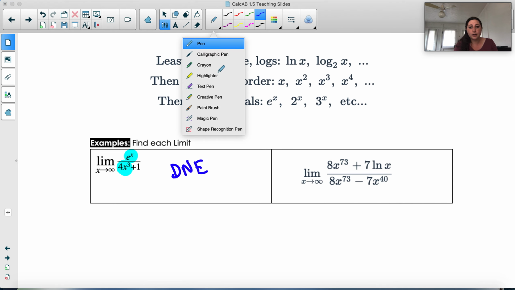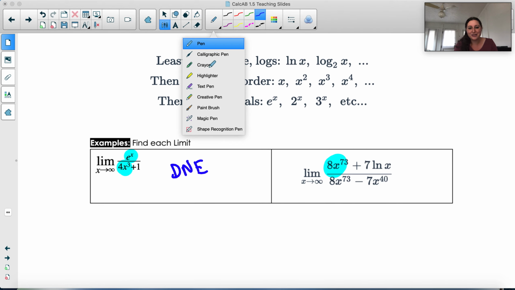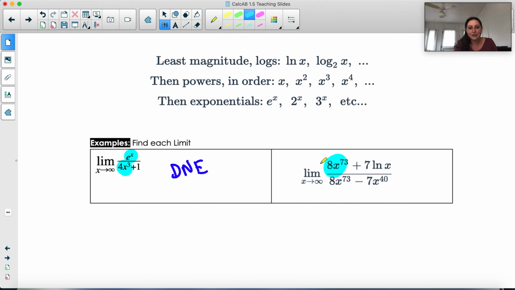Over here, we've got a ln, a log here, but that's smaller. So the biggest degree thing would be 8x to the 73rd. And down here would be negative 7x to the, nope, I'm kidding. It would also be 8x to the 73rd. Since they're the same, the limit is 1, because 8 divided by 8 is 1.